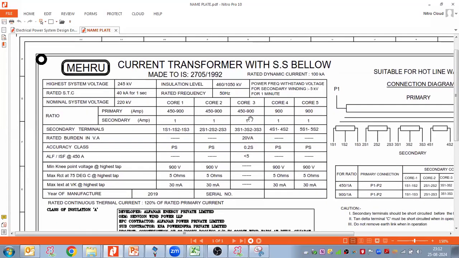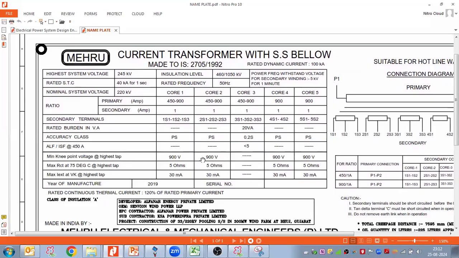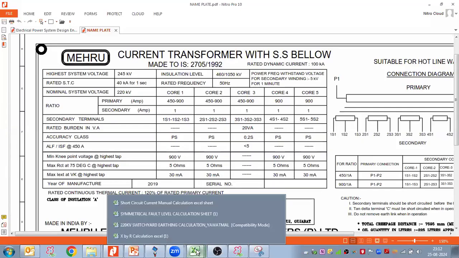But when you calculate the knee point voltage, here you put the short circuit current as well, right? IF, I put ISC, you put, right now. We have seen 900 volt. So when we calculate the knee point voltage, again we take the short circuit current. So that short circuit current you can calculate. See these calculations.